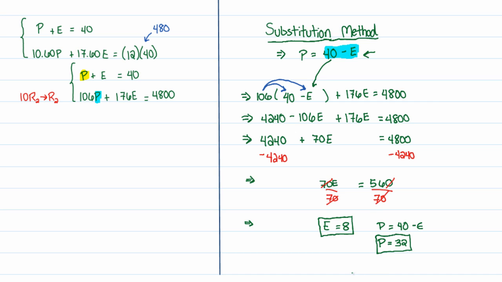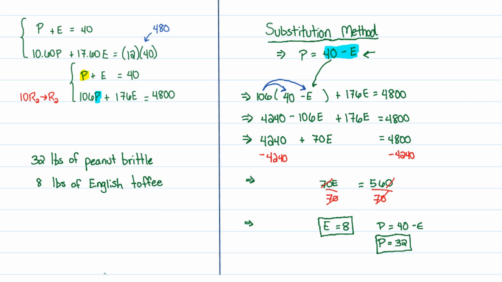Now this problem is not done until you state the result. Remember, p is the number of pounds of peanut brittle. So we need 32 pounds of peanut brittle. And e is the number of pounds of English toffee. So we need 8 pounds of English toffee.